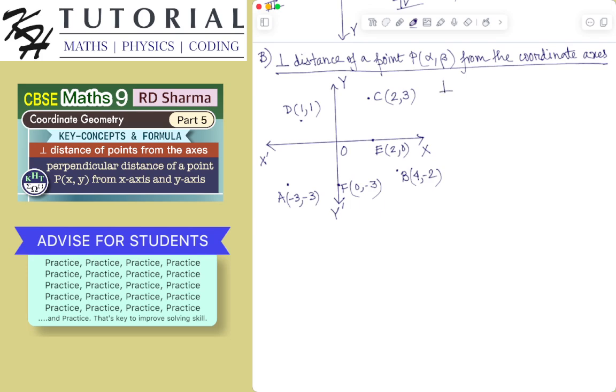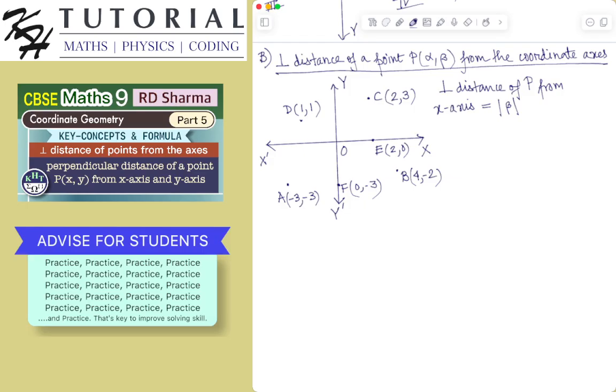So the perpendicular distance of P from the x-axis is equal to the absolute value of the ordinate, that is mod of beta. This operator, the parallel bars around beta, is known as the mod operator, and it means the absolute value or the numerical value of beta. Now, abscissa or ordinate can be positive or negative, depending on whether the point P is in the positive or negative direction of the y-axis, or in the positive or negative direction of the x-axis.